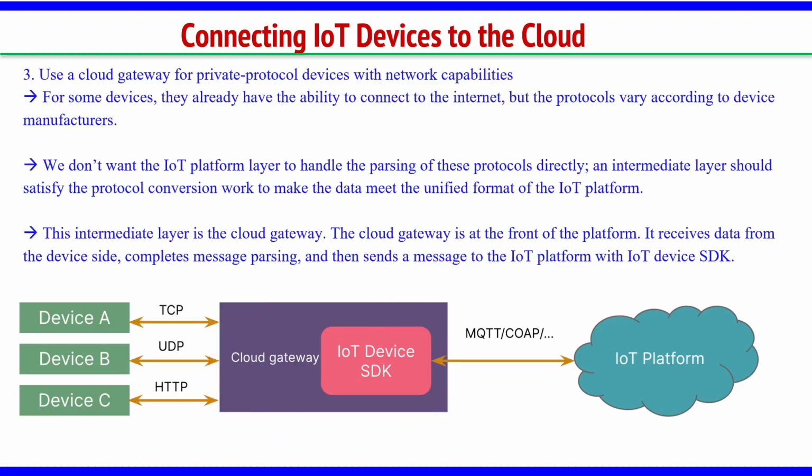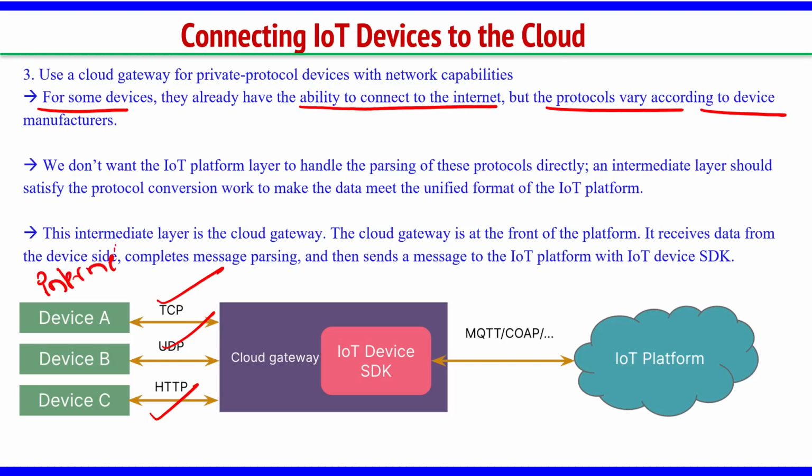Why? Because they don't have much network. Some devices already have the ability to connect to the internet, but the protocols vary according to the device, such as TCP, UDP or HTTP. The device has internet facility, but we don't want the IoT platform layer to handle the parsing of these protocols directly. Therefore, we use an intermediate layer here to do the protocol conversion work, so the data meets the unified platform format.